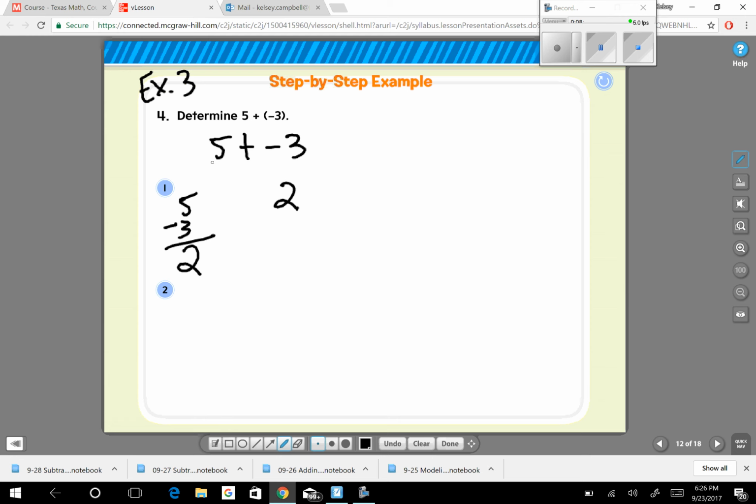You look at the signs of the numbers and the value of the numbers. You have 5, which is positive, or 3, which is negative. Who's got the bigger absolute value? 5, and it's positive, so your answer is also positive.